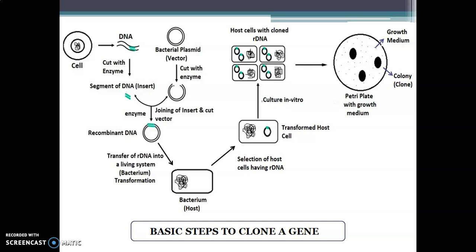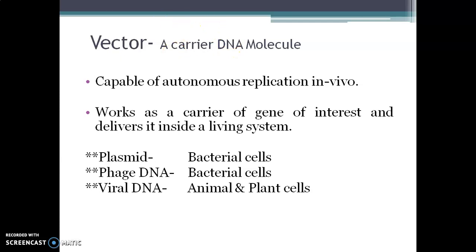Now it is essential to understand this vector. So vector is basically called a carrier DNA molecule. The very first feature of vector is that it is a DNA molecule which is capable of autonomous replication inside a living system. The second feature of vector is that it works as a carrier, it works as a vehicle of gene of interest, and it delivers the gene of interest inside a living system.